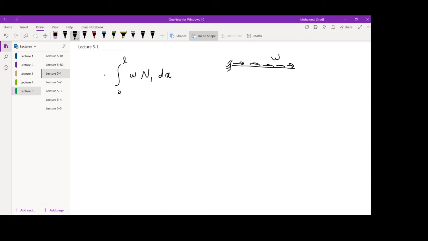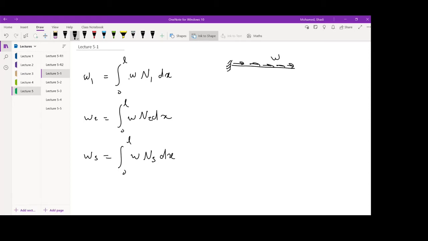You do this for N1, and you have the value of the load that should be allocated to the first node. You do the same thing for the second node, now using the second shape function. And you do the same thing for the last node to get the loads at the third node.